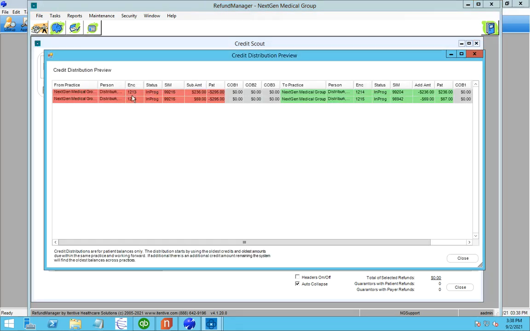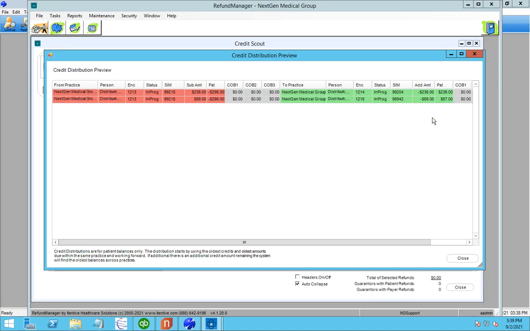And in this case, we'll see we're pulling from encounter 1213. In the first case, we're going to pull $236 of the $295 credit, and we're going to apply it against encounter 1214 and pay off $236. Then we have $59 remaining that we're going to put against encounter 1215.